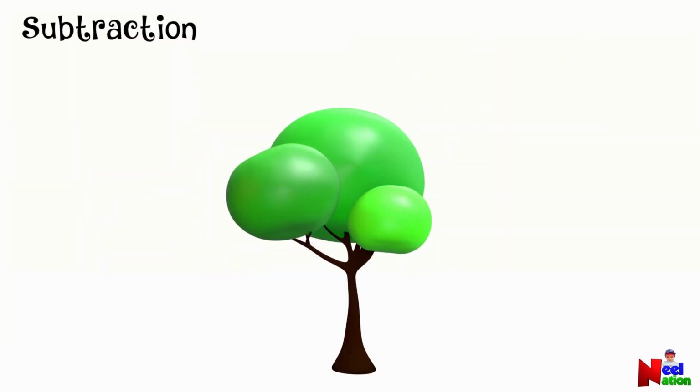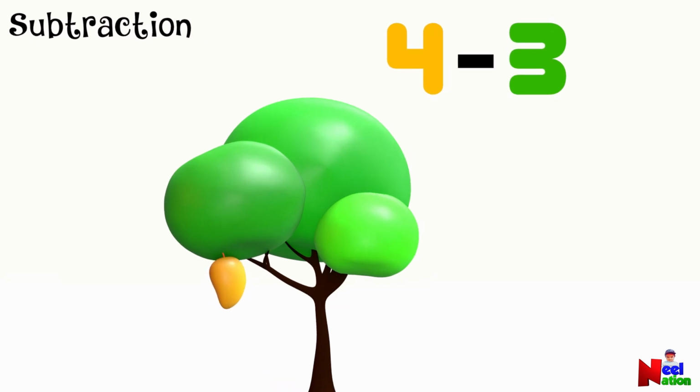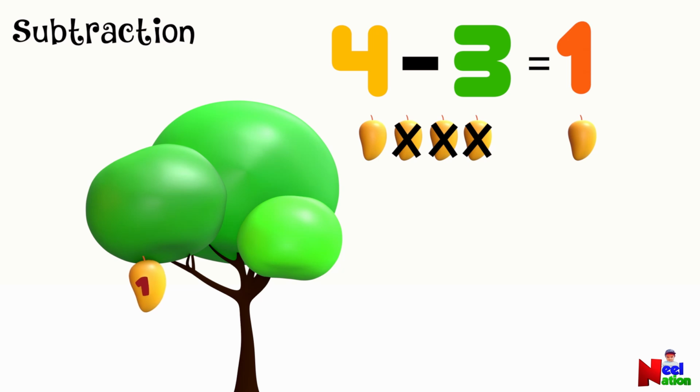Let's look at this tall mango tree. It has 4 yummy mangoes hanging in its branches. Suddenly, 3 of the mangoes fall to the ground. Can you guess how many are still on the tree? Let's count together. 1. That's right. Only 1 mango is left on the tree. When 3 mangoes fall off from 4, we are left with just 1. That's how subtraction works, taking away and finding what's left.